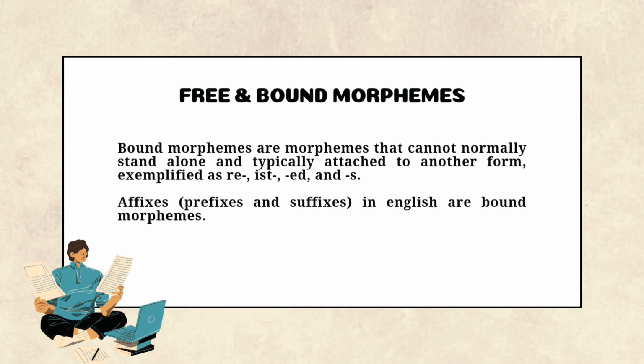The second type of morphemes is bound morphemes. Bound morphemes are morphemes that cannot normally stand alone and are typically attached to another form, exemplified as re, ist, ed, and s. Affixes, prefixes, and suffixes in English are bound morphemes.